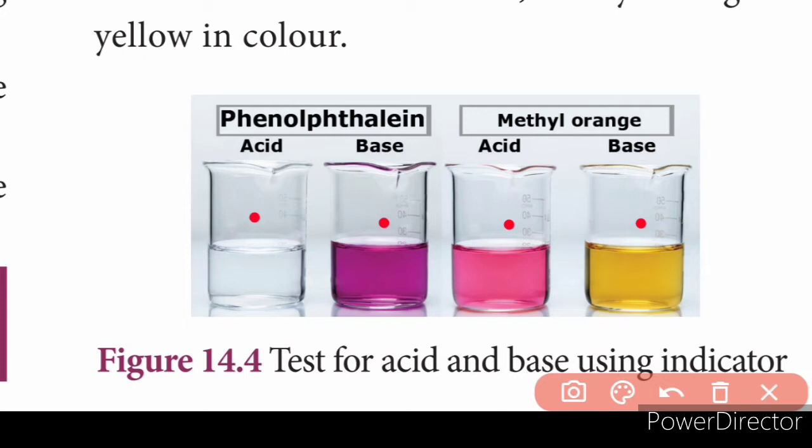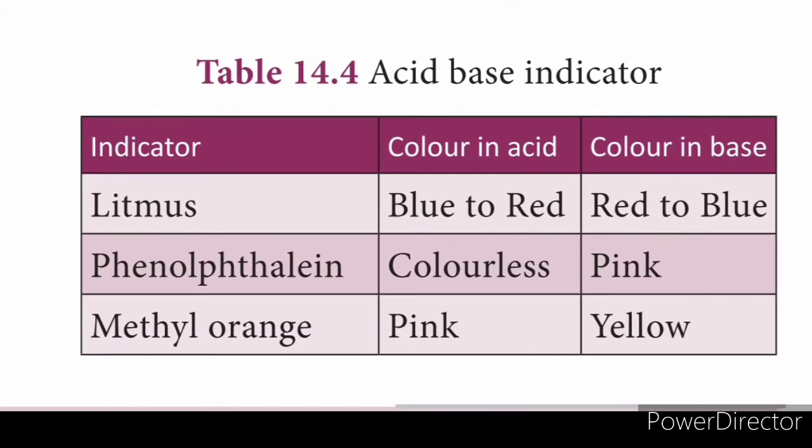Pictures will help you remember the tests so easily. Keep these colors in your mind. Phenolphthalein is colorless and pink, whereas methyl orange is pink and yellow. If you remember these colors, you can easily put it in your own words and write the test for acids and bases. So next we'll see the acid base indicator.